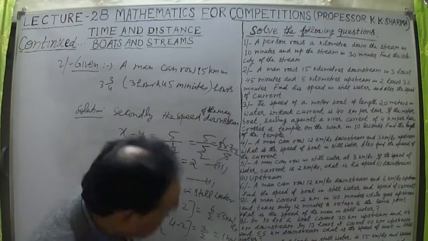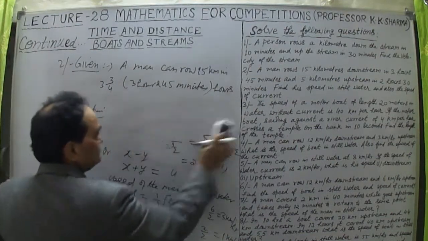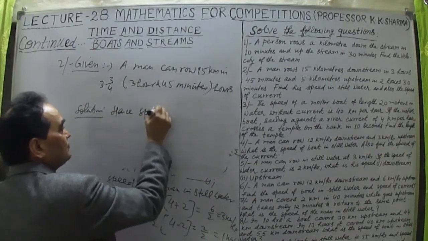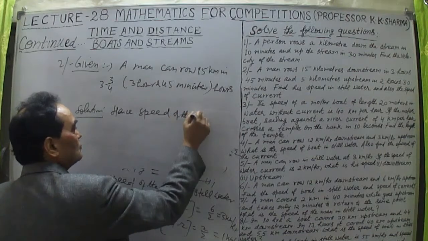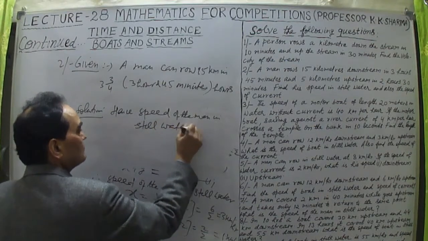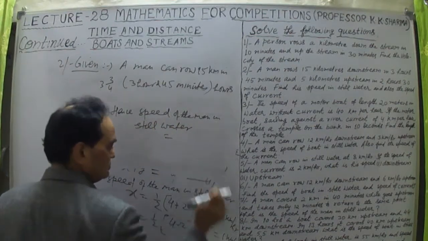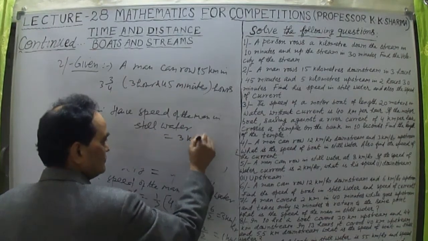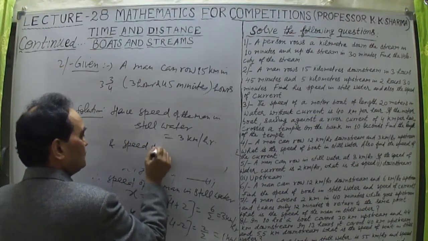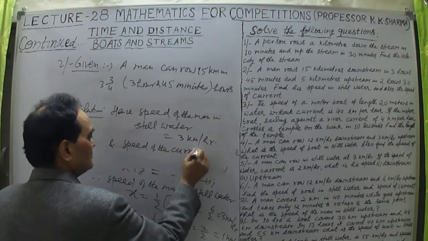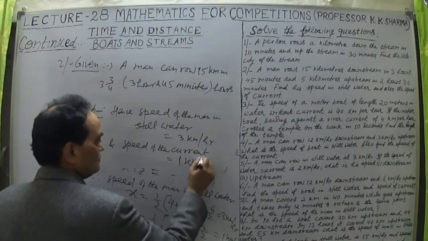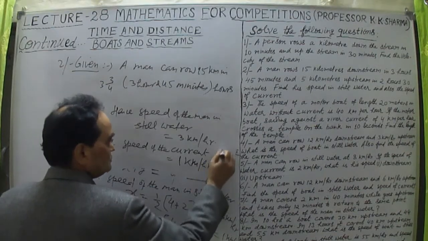Therefore, now let me write the answer here. Hence, the speed of the man in still water is equal to 3 kilometers per hour, and the speed of the current is equal to 1 kilometer per hour. This is the answer. These two are the answers here.